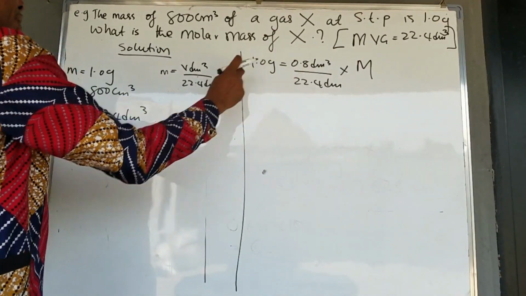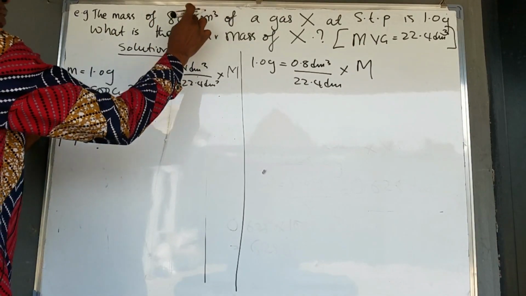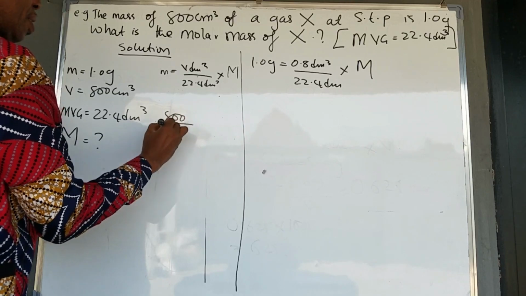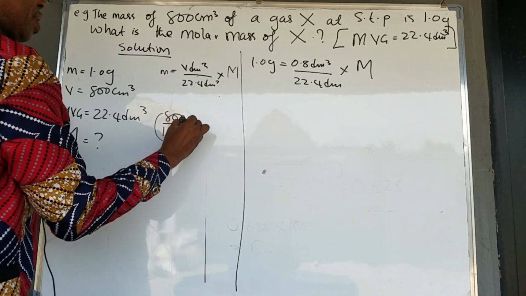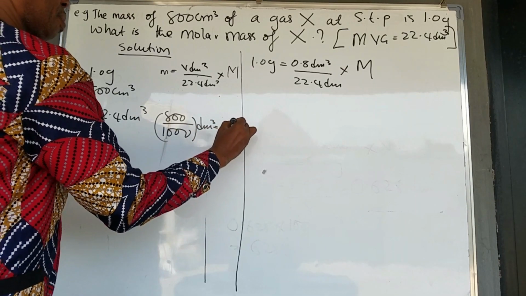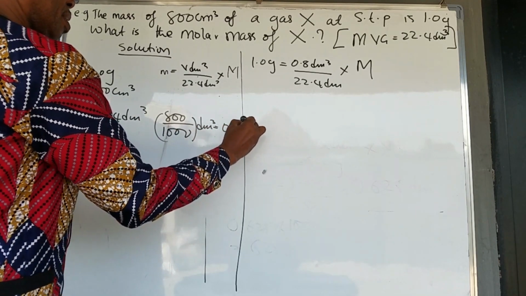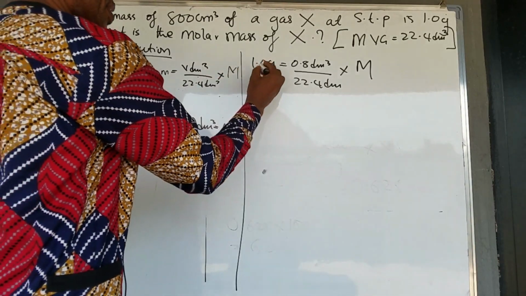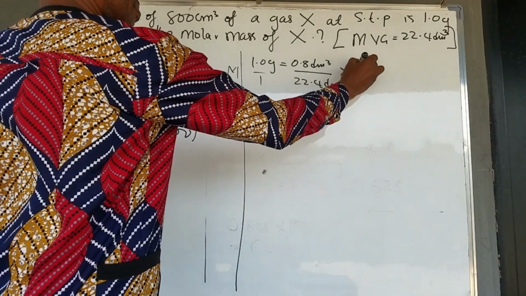In case you're wondering how I got the 0.8, because it's cm³, I need to convert to dm³. That means I just said 800 over 1000, all in dm³. It will give you 0.8 dm³. But in this case, I'm looking for the molar mass.